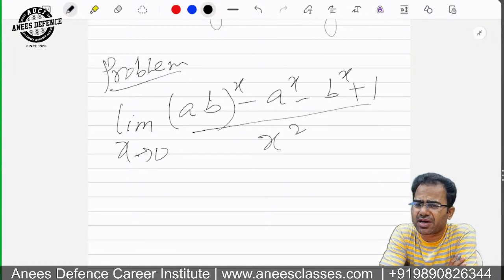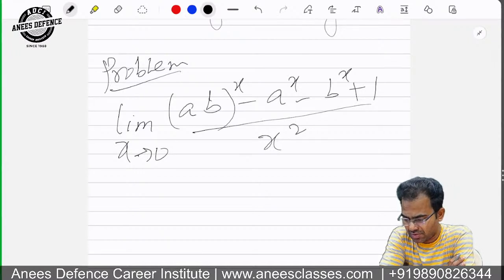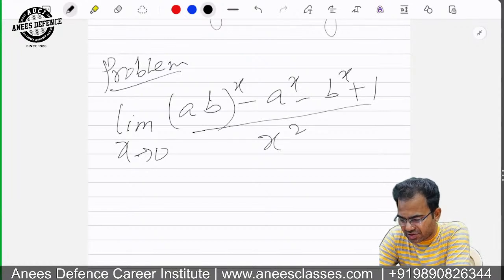You can solve by two methods, by L'Hopital's rule. In L'Hopital's rule, you have to differentiate 2 times. But you can solve by the formula method. It will take fewer steps. So decide yourself which process you want to follow. Okay, all the girls give the answer log a minus log b.